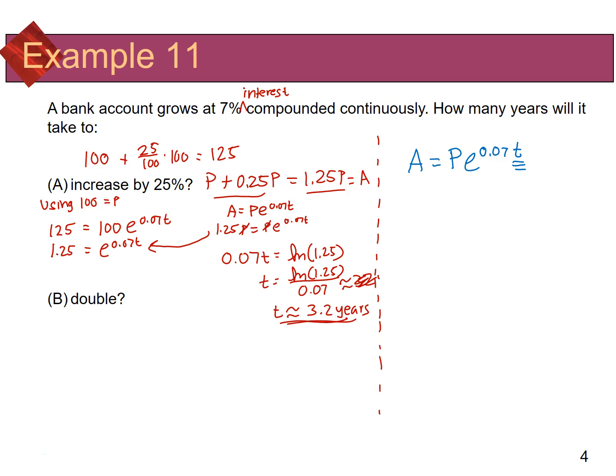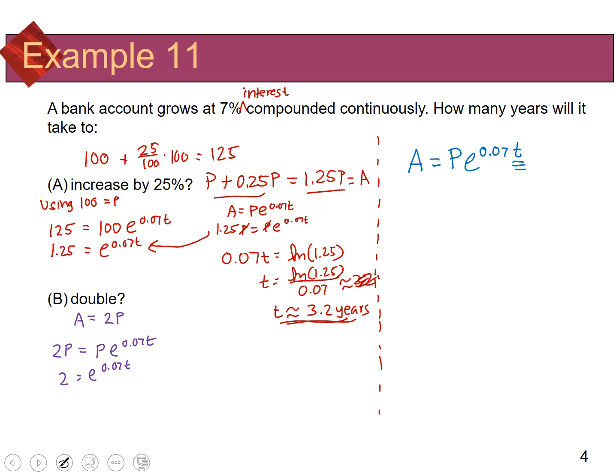Now, as far as doubling goes, I'll change to a different color to keep these straight. If I'm doubling this, that means that my final amount A is going to be 2 times the original amount. So that means that I'm setting up the equation 2 times the original amount. Again, if you want to use actual numbers, go right ahead. You'll get to the same point I'm going to get to. Because the first thing I would do is divide by the original amount, and I would end up with 2 equals e to the 0.07t.